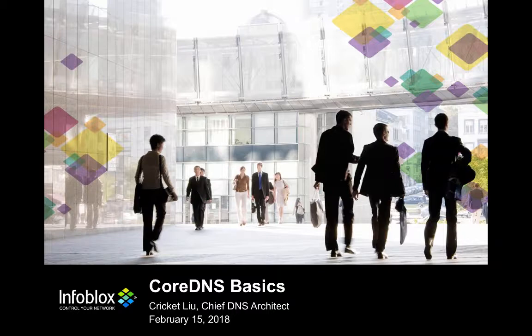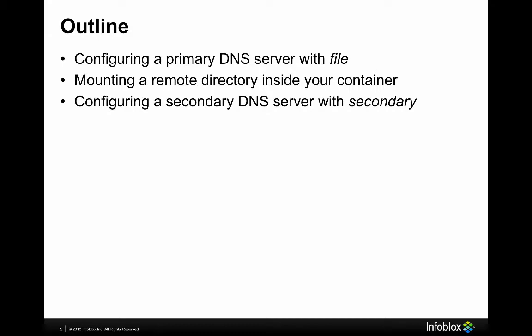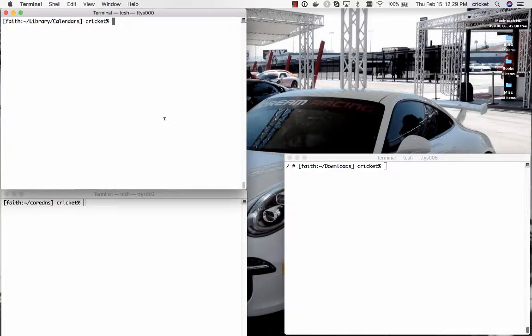Basics, where we're going to talk about a couple of important topics. Configuring CoreDNS as a primary DNS server, which we'll do with the file statement, and also configuring a secondary DNS server on CoreDNS using the secondary statement. And in between the two of those, we're going to show you how to mount a remote directory inside your container for convenience sake.